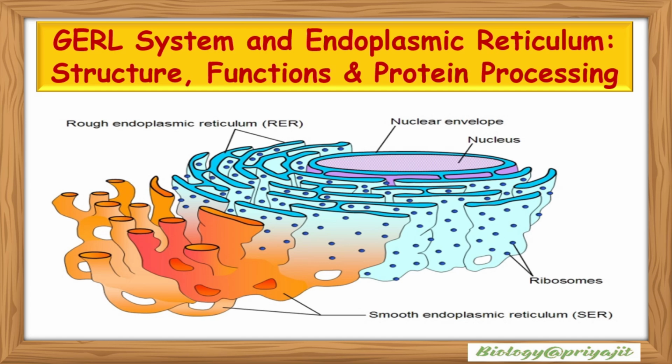You will also discover how the GERL system, linking the Golgi apparatus, endoplasmic reticulum, and lysosome, ensures that proteins are correctly processed, packaged, and delivered to their destinations. By the end of this class, you will clearly understand how this interconnected system keeps the cell running smoothly, making it one of the most efficient biological assembly lines ever discovered.